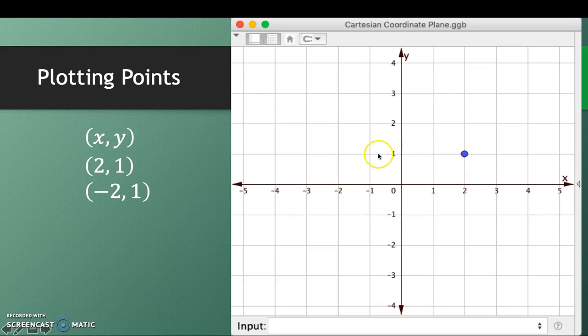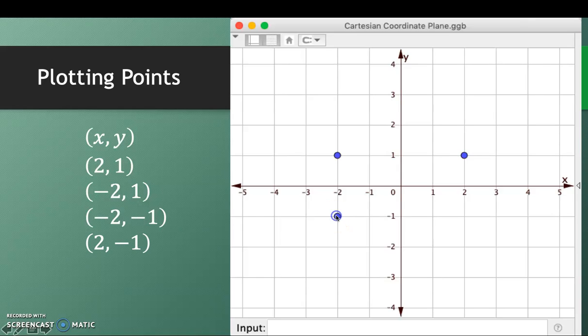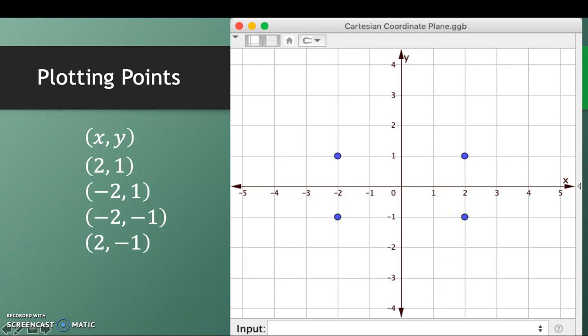(Negative 2, 1). We begin at negative 2 and go up 1, which is this point. (Negative 2, negative 1). We begin at negative 2 and go down 1, which is this point. (2, negative 1). We begin at 2 and go down 1, which is this point.